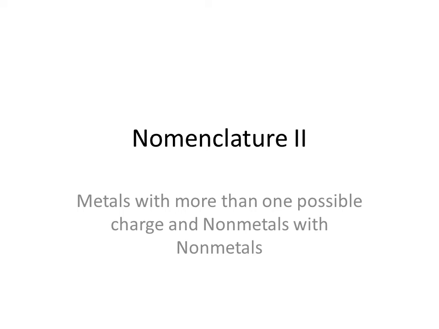We haven't learned all of nomenclature yet. There are metals that can have more than one possible charge. For instance, iron can have a +2 or a +3 charge. And there are times that nonmetals will bond with nonmetals, and that has its own nomenclature. So let's go ahead and look at this.